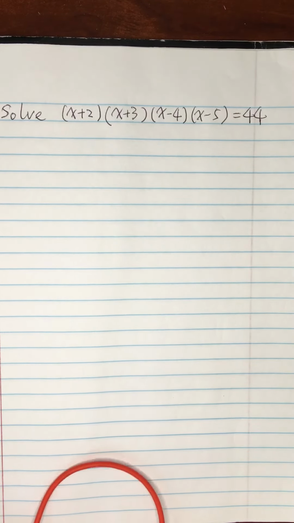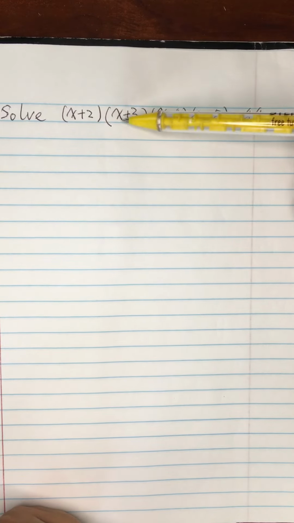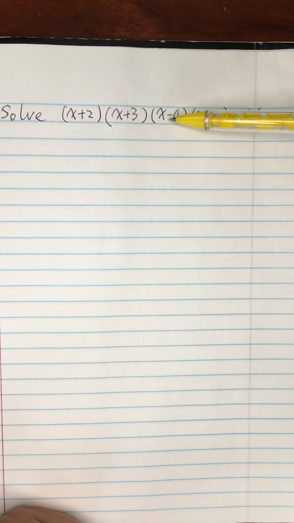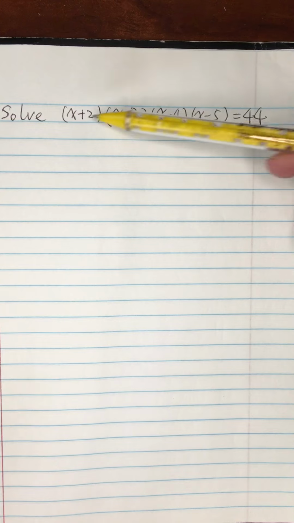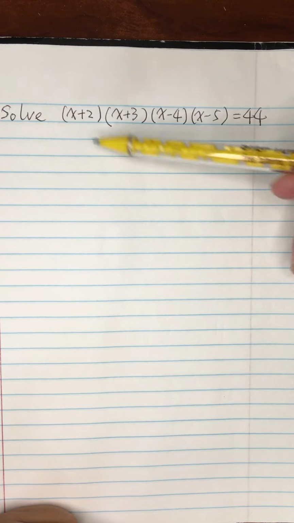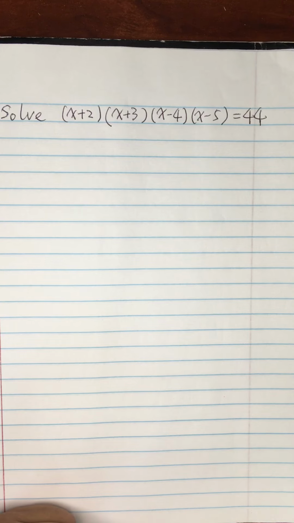Let's solve this algebra equation. You have the multiplication of these four factors: x plus 2, x plus 3, x subtract 4, and x subtract 5, and the multiplication equals 44. You're asked to solve for x. So how are we going to solve this problem?